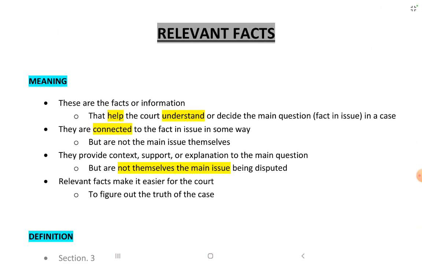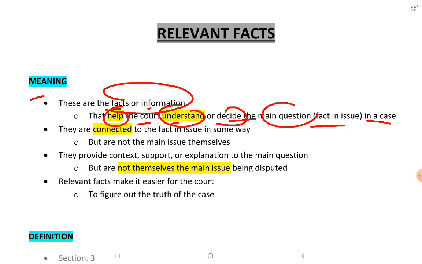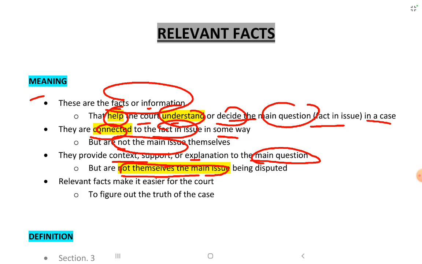Relevant facts. Meaning of relevant facts. These are the facts or information that help the court understand or decide the main question, the fact in issue in a case. They are connected to the fact in issue in some way, but are not the main issue themselves. They provide context, support, explanation to the main question, but are not themselves the main question being disputed. Relevant facts make it easier for the court to figure out the truth of the case.